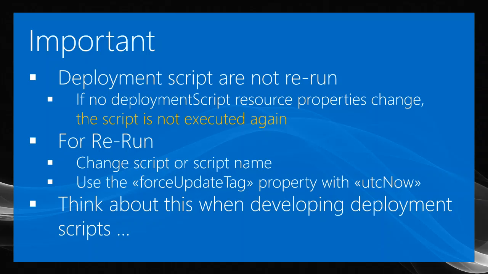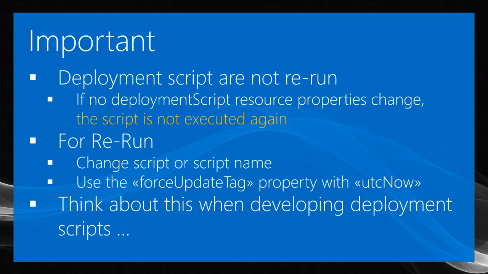But if you want to rerun the same script over and over again during every single ARM template deployment, then you can use a special property with the name forceUpdateTag. And whenever this value changes, the script is rerun. And this is what we normally use. So we just assign the utcNow function, which means that value will always be set to the current date time. And then, of course, it will change every time we deploy the ARM template. And obviously, the script is rerun all the time.